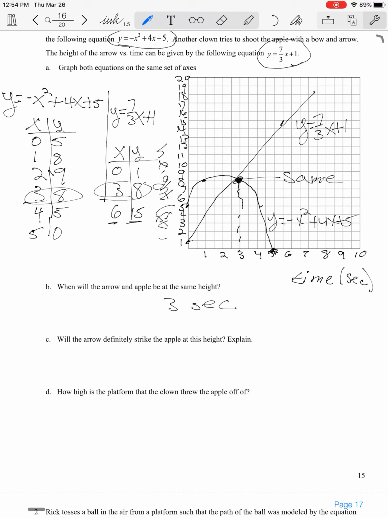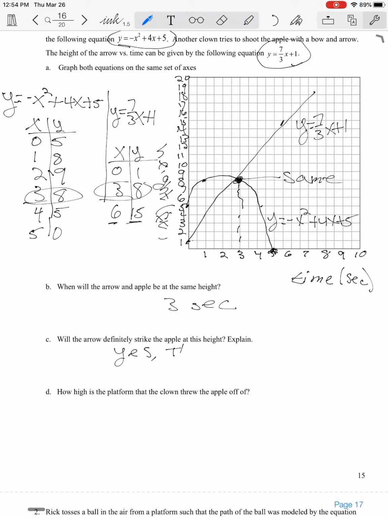C says, will the arrow definitely strike the apple at this height? Well, at 3 seconds, they meet. So yes, it will definitely strike the apple at that height. Then they want you to explain. This is a good question because you just tell how you know.